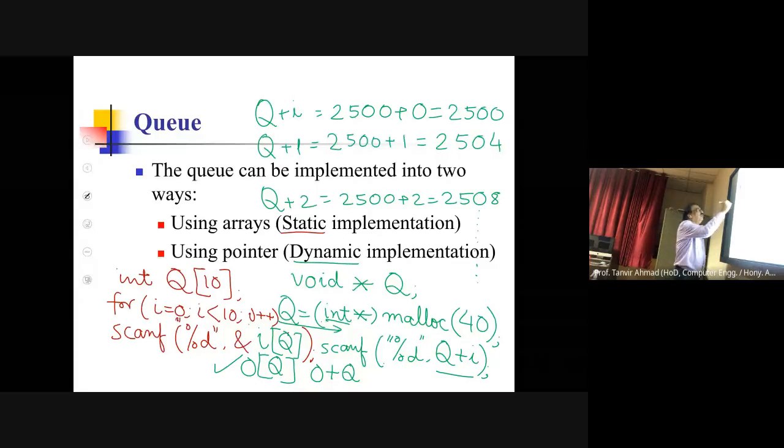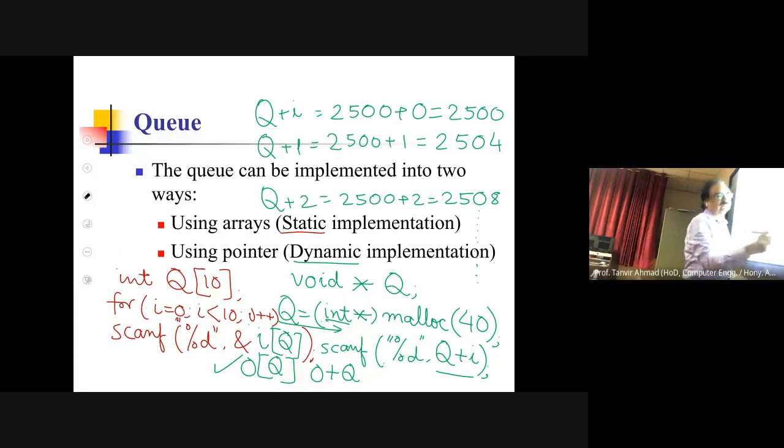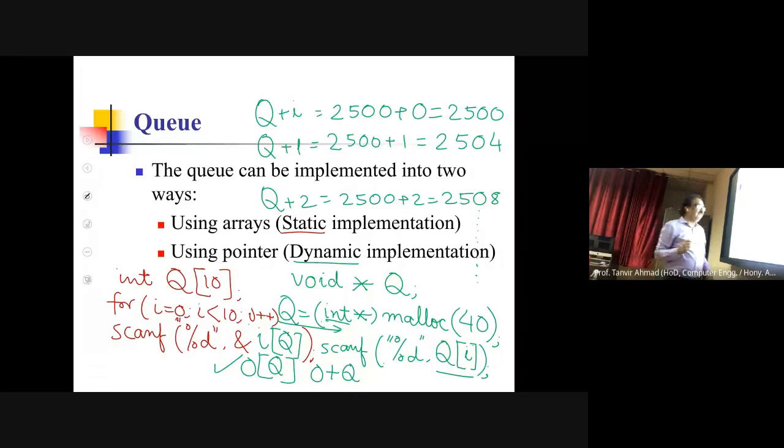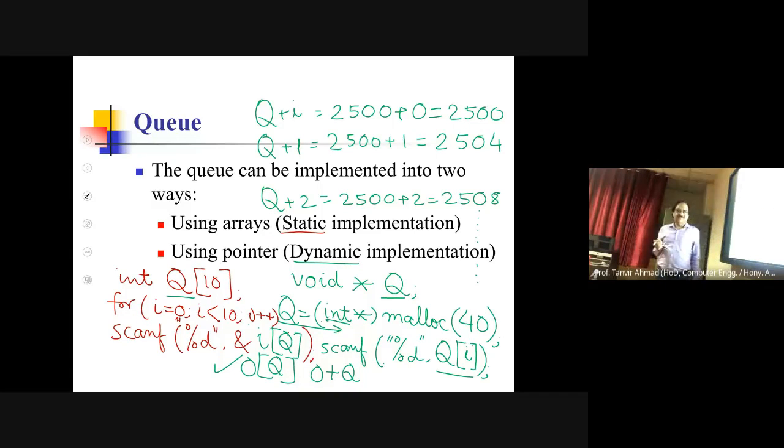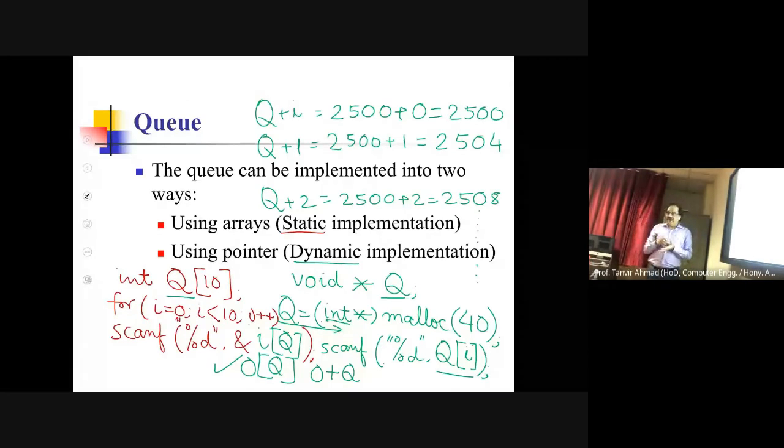Similarly, even if I write it over here like this, it is perfectly valid. Even I am using q as a pointer. Now here you find that I am using q as an array. Here I am using q as an array. Here I am using q as a pointer. But this is perfectly valid. Because you can use q of i or q plus i interchangeably. But the compiler will treat q of i as q plus i only.